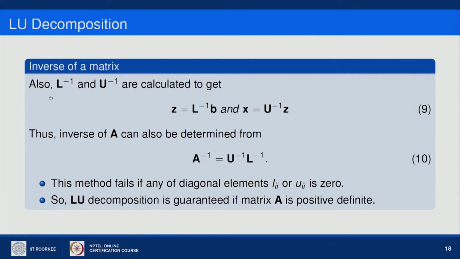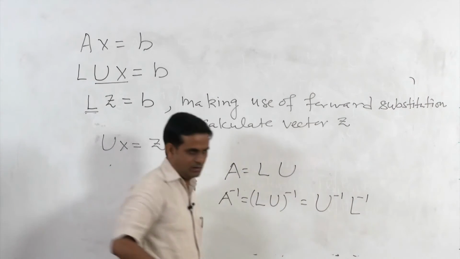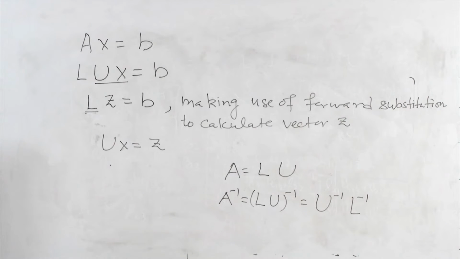For finding the inverse, you know that we can write A equals L into U. So, A inverse will become LU inverse, that is basically U inverse into L inverse. Now, the question is whether this method will always work?